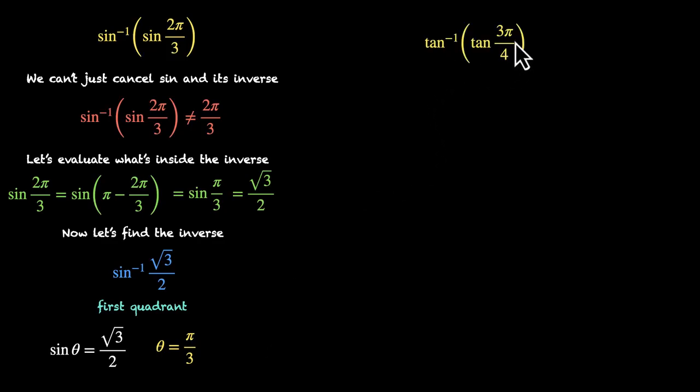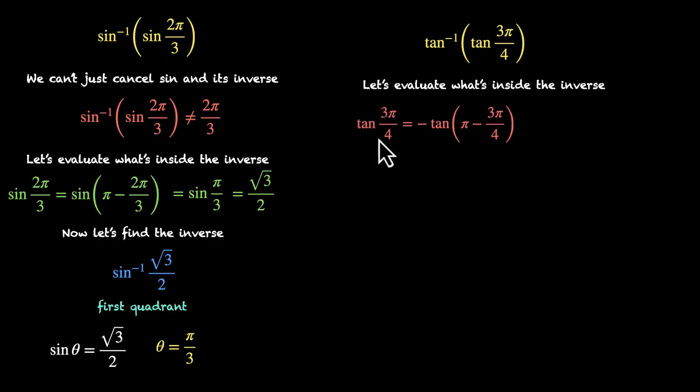Tan inverse tan of 3 pi by 4. Can we cancel tan inverse and tan? Think about it. Well, no, we can't, because 3 pi by 4 is in the second quadrant. And we can only cancel this if this angle is in first or fourth quadrant. That's the range for tan inverse. So let's evaluate what's inside tan inverse. That's tan 3 pi by 4.